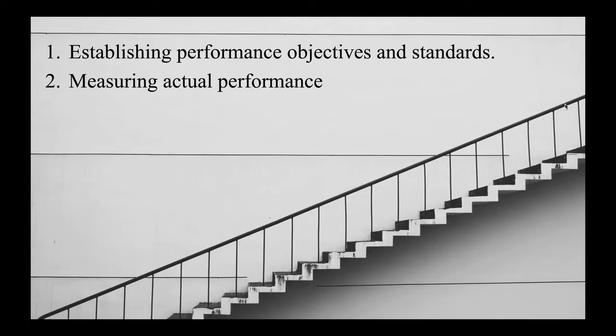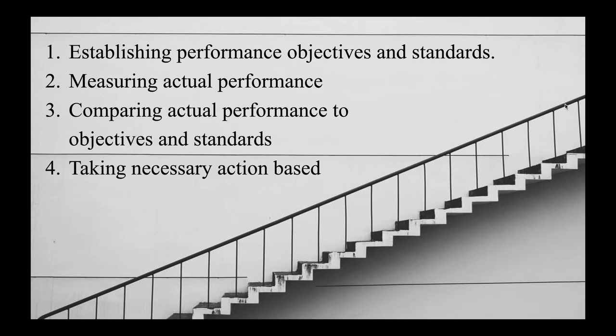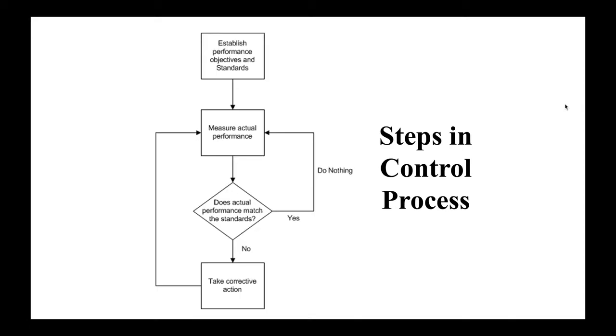Nag-set tayo nung una, na ngayon pangalawa, we are measuring now the actual performance. Ano ba yung nangyari na actual? Of course, we can now then compare the actual performance to our objectives and standards. So, comparison ng target versus yung actual, yung planned versus the actual. For the fourth one, we should now take the necessary action based on the results of the comparison. So here is the flow chart of the steps in the control process.